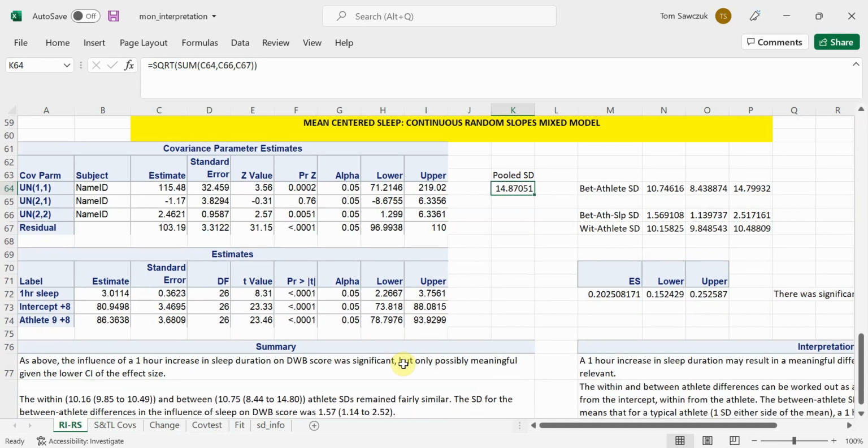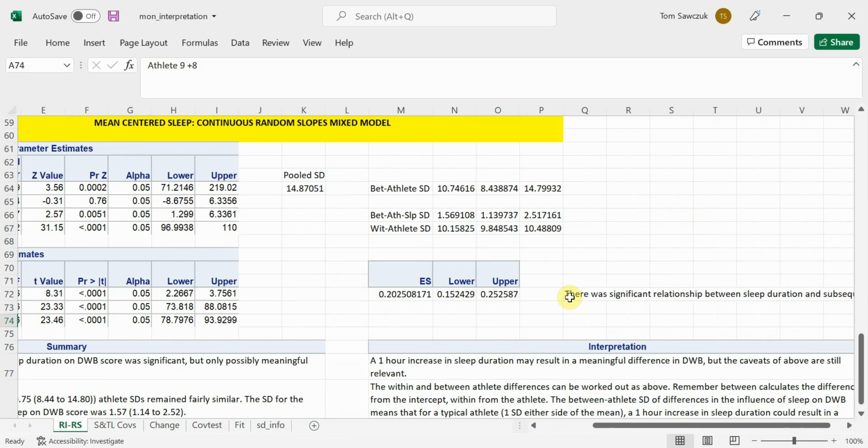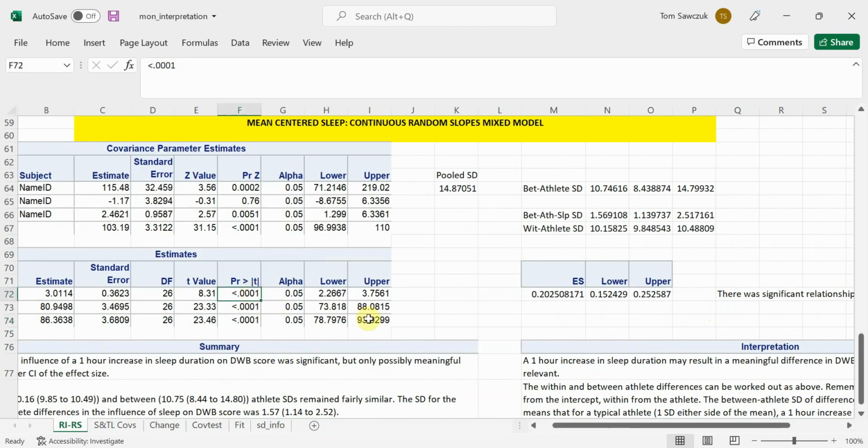We could then move on to the estimates. And again, we have the 1 hour sleep estimate, Intercept +8, and athlete 9 +8. Effect sizes are worked out in the same way again. So now we can say there's a significant relationship between sleep duration and subsequent daily well-being. That's significant because, again, we have p less than 0.0001 there.